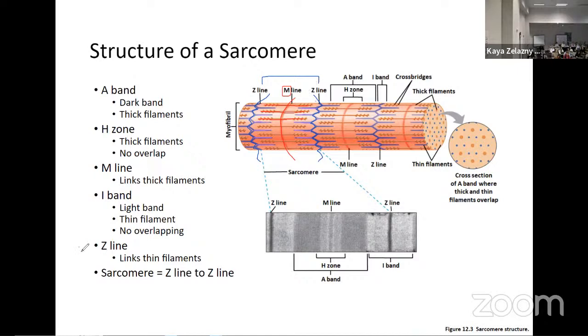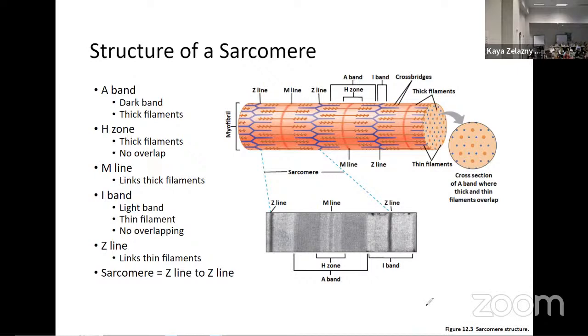Now that we've talked about the endpoints, those Z lines and the midpoint, the M line, we can talk about the zones and the bands. Okay. So the zones and the bands are going to be referring to basically colored patches almost that you would see on a slide. If you put this under a microscope, is how they started to be named, which is kind of why their names can seem a little bit random.